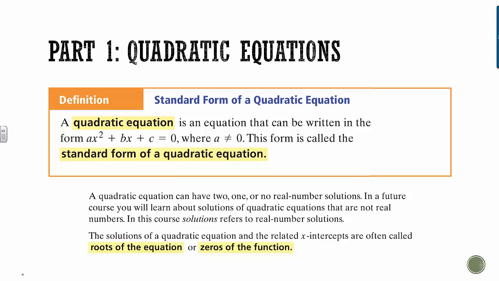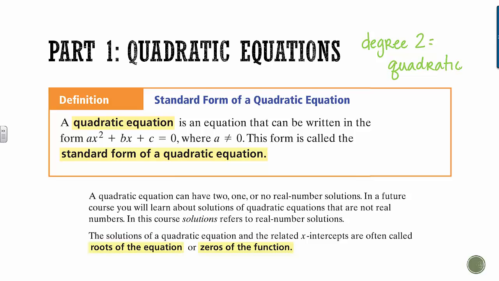A quadratic equation is an equation that can be written in the form of ax squared plus bx plus c. If you remember when we talked about polynomials, anything with a degree of 2 equals a quadratic.